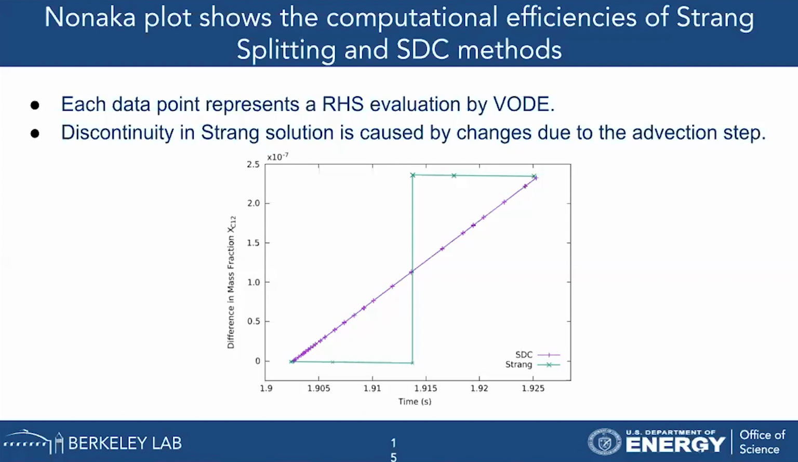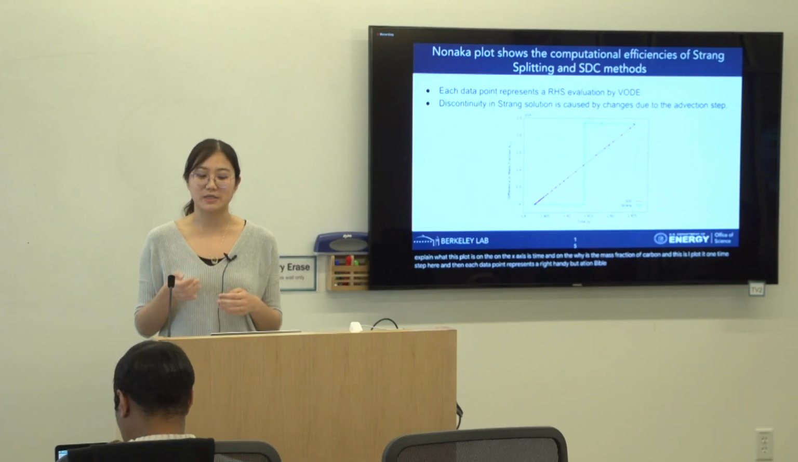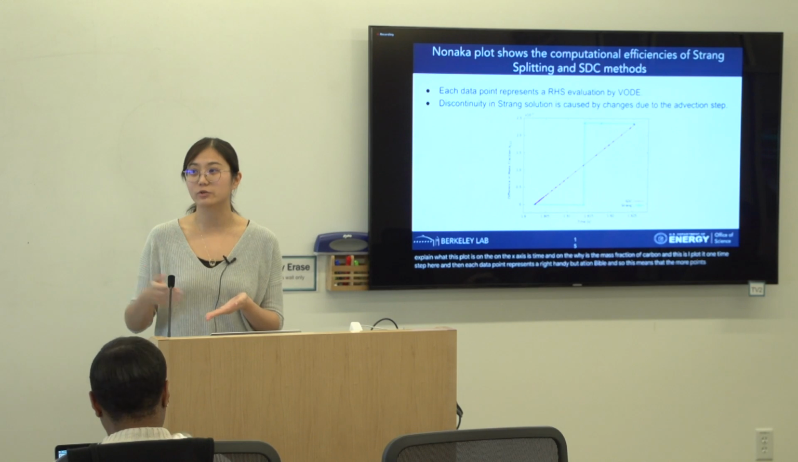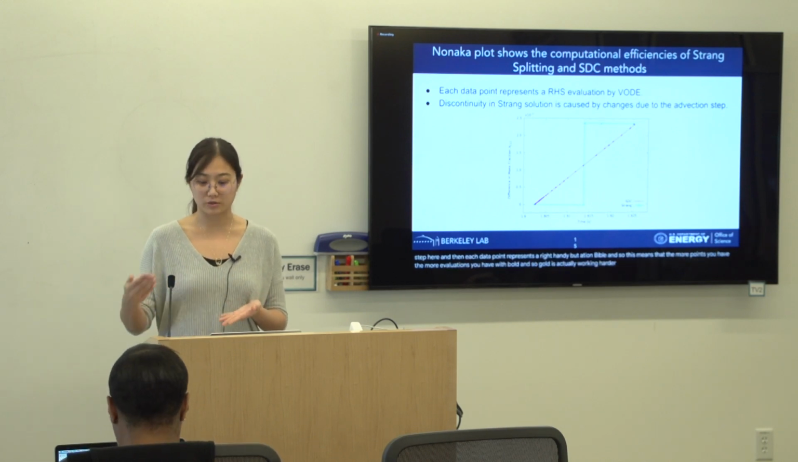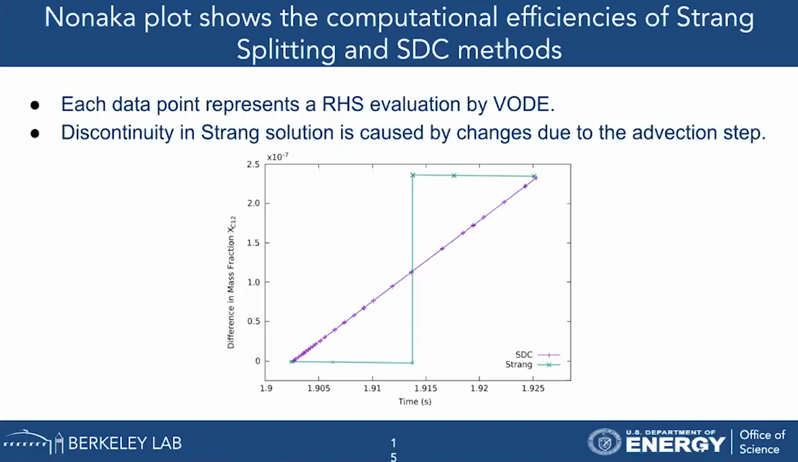Here, I'll explain what this plot is. On the x-axis is time, and on the y-axis is the mass fraction of carbon. I plotted one time step here, and each data point represents a right-hand side evaluation by VODE. This means that the more points you have, the more evaluations you have with VODE, and so VODE is actually working harder to get to the solution. The purple here is SDC, and the green is Strang.